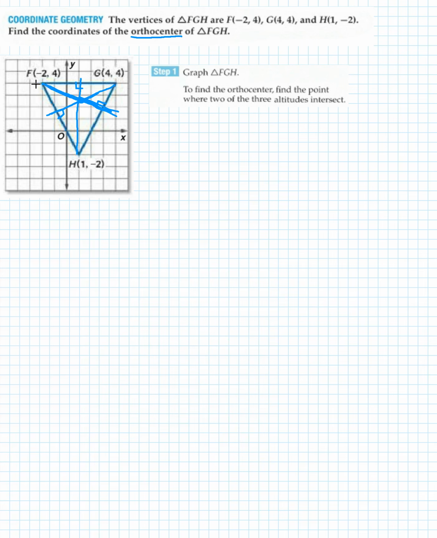Remember, to write the equation of a line, you've got to have a point that the line goes through, and you also need the slope of the line. We know that this line is perpendicular to line GH over here. So if I can find the slope of GH, then I can find the slope of the line perpendicular to it, because perpendicular lines have opposite reciprocal slopes. So let's find the slope of GH.